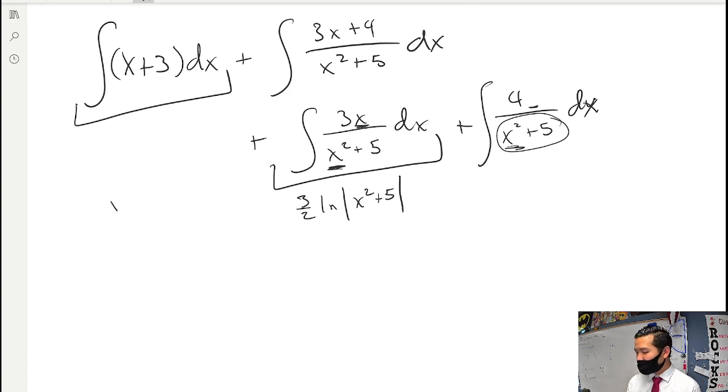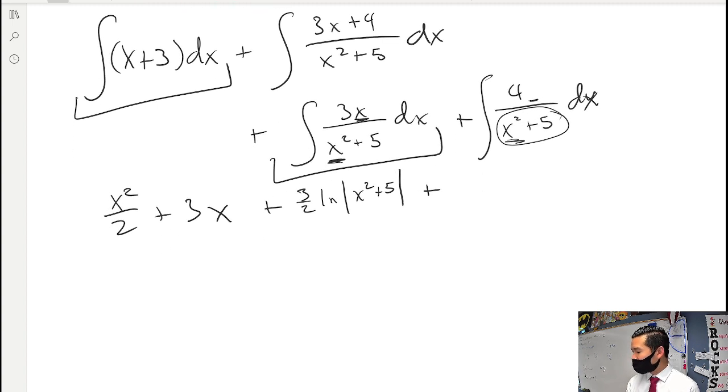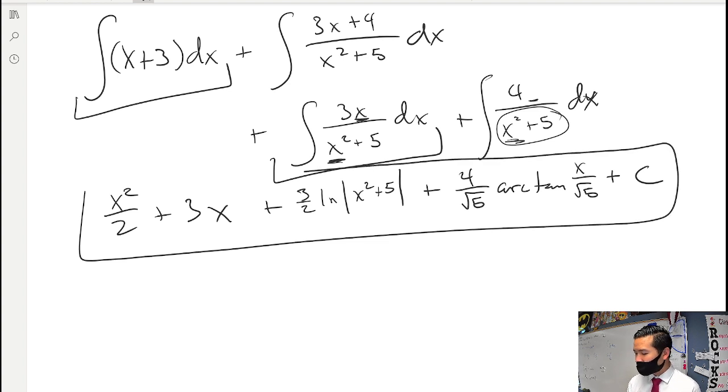This x right here should be x squared over 2. This 3 right there should be 3x. There's a plus right there. And this last one over here should be plus. Yeah, it should have been a plus, not a minus. I saw some of you guys writing -4 over there. That should be a plus 4 over the square root of 5, because that's what a is, arc tangent of x over the square root of 5 plus c. And that should be your answer.